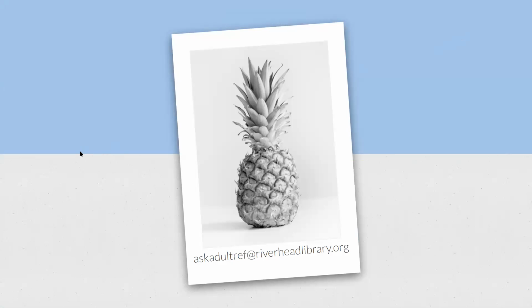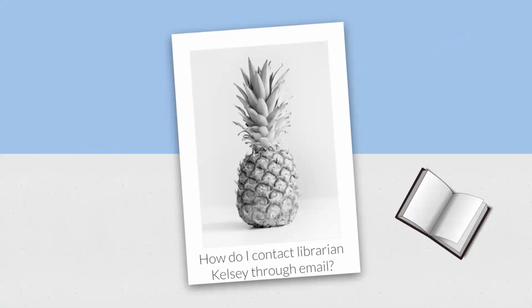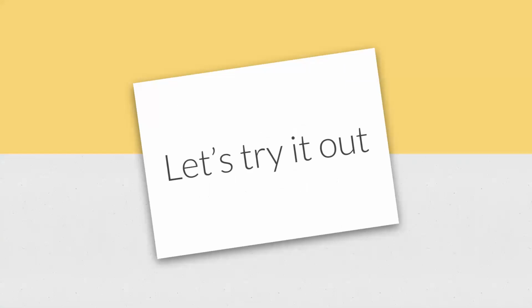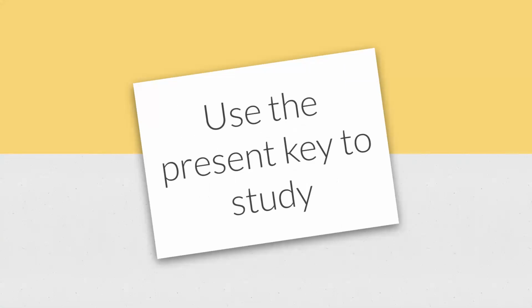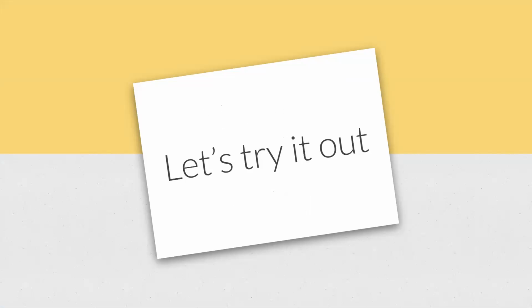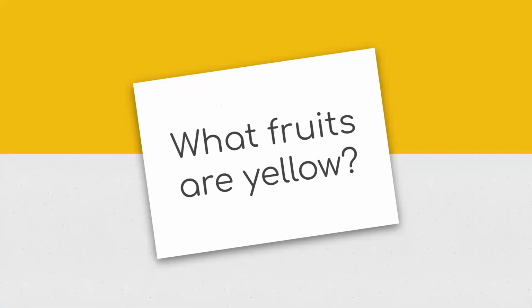So what you can do is use the arrows on your keyboard. We are going to just use the left arrow and the right arrow and use that way to help us study and present. So we are back to the beginning where it says use the present key to study. So I'm going to use the right arrow, the one that's pointing right, I should say. So let's try it out. So our question is, what fruits are yellow? So what fruits are yellow?